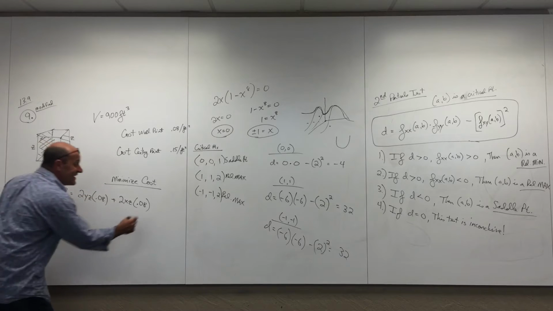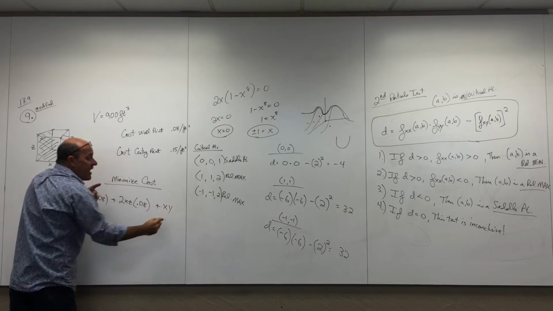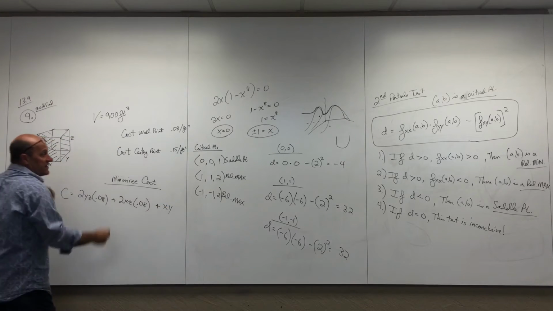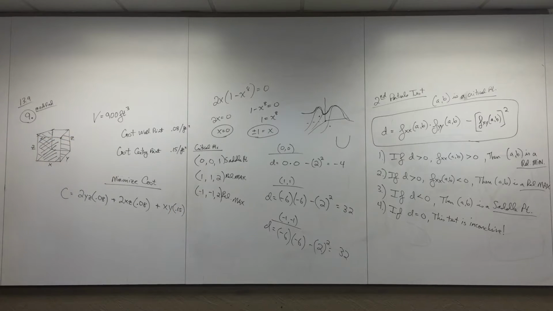And now I need the ceiling. What is the square footage of the ceiling? It's a lot like the floor, except we're not painting the floor. It's an x by y, and there's only one ceiling. So it's x times y, and then the cost for the ceiling is 15 cents a square foot. Cool. This is my cost equation.